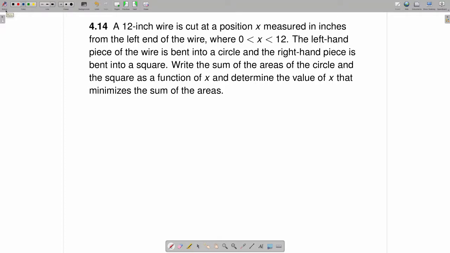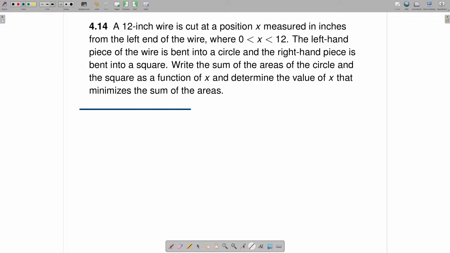A 12-inch wire is cut at a position X measured in inches from the left end of the wire, where 0 is less than X is less than 12. The left-hand piece of the wire is bent into a circle and the right-hand piece is bent into a square. Write the sum of the areas of the circle and the square as a function of X and determine the value of X that minimizes the sum of the areas.